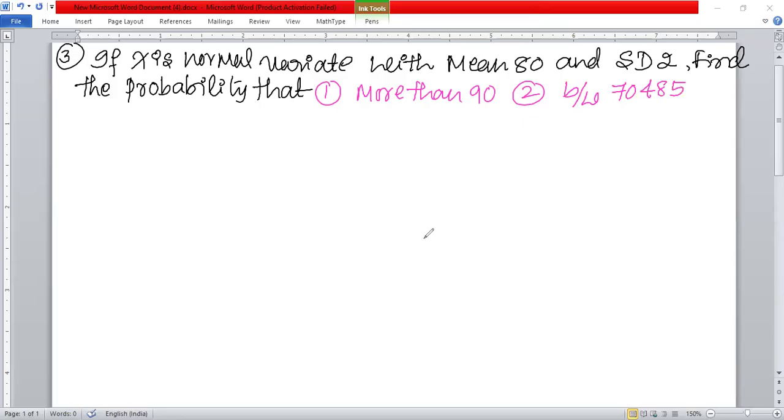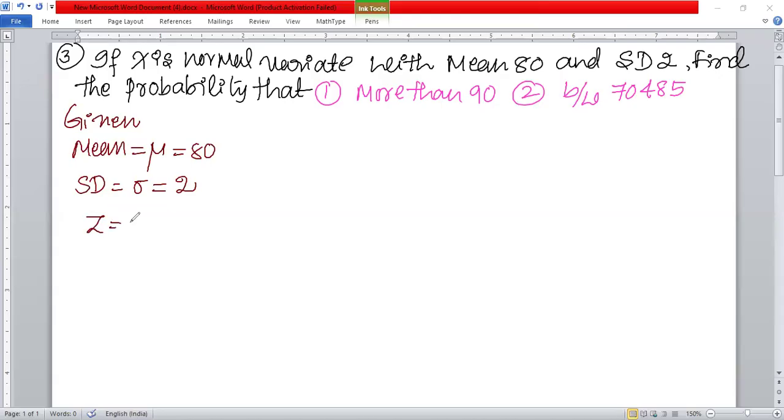Between 70 and 85. Yes, let me start. Given: mean mu is equal to 80, standard deviation sigma is equal to 2. Formula: Z is equal to x minus mu by sigma. Yes, everything is ready.